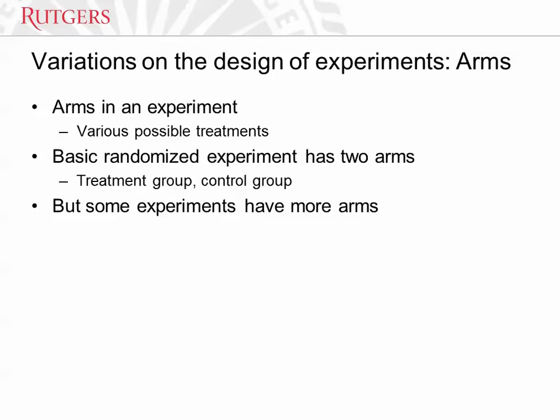Now, I'm going to talk a little bit about some variations in the design of the experiment. We've looked at rather basic experiments for the most part so far, but there are ways in which experiments can be more complex, and one of those ways is that there can be more than two arms in an experiment. Arms are the various possible treatments or conditions that you can put people in. Basic randomized experiments, as we saw in that diagram, are usually considered with just two arms, a treatment group and a control group, but some experiments have more arms, and we give some examples in the book.